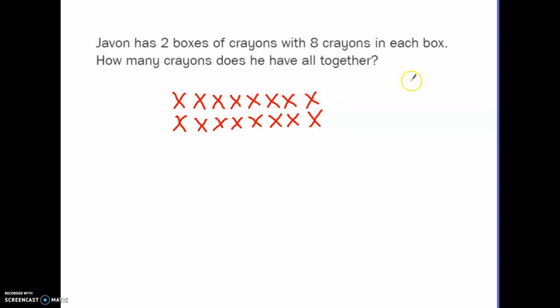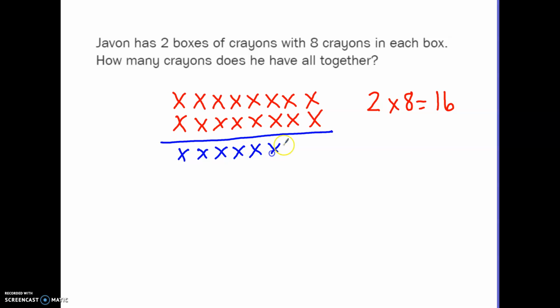So how many crayons does he have? He has 2 boxes of 8 crayons. And when I count those all together, I get 16. He has 16 crayons. Now, what if he finds another box of 8 crayons? Let's add another box or a row. So here's the third box. It's also going to have 8 crayons. So 1, 2, 3, 4, 5, 6, 7, 8.